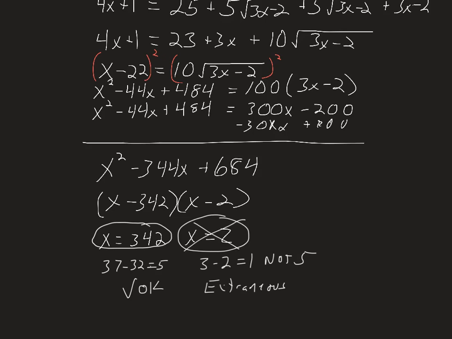All right, here's one for you to try. Square root of x plus 3 minus rad 2x minus 11 equals 2. That's an x, not an alpha. All right, try that one out, pause the tape, and then come back in a moment.